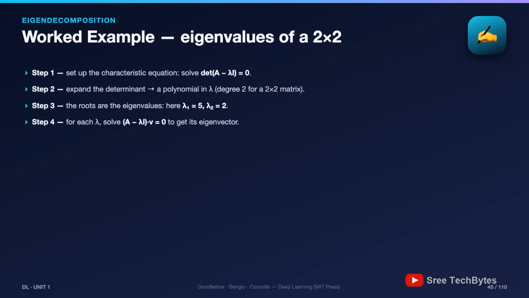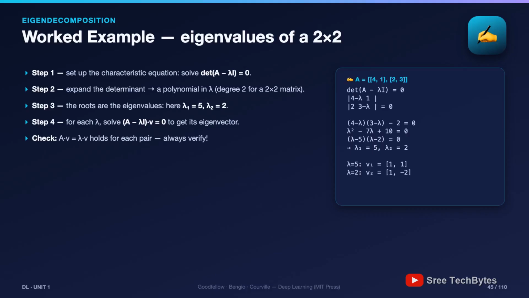Step 4: for each eigenvalue, solve for its vector. Lambda 5 gives the vector 1, 1. Lambda 2 gives 1, minus 2. And now always verify. A times 1, 1 gives 5, 5, which is 5 times 1, 1. It works. Before you go, 2 magic shortcuts. The trace, the diagonal sum, 4 plus 3, 7, always equals the sum of eigenvalues, 5 plus 2. And the determinant, 10, equals their product. Free sanity checks and instant answers on multiple choice questions.